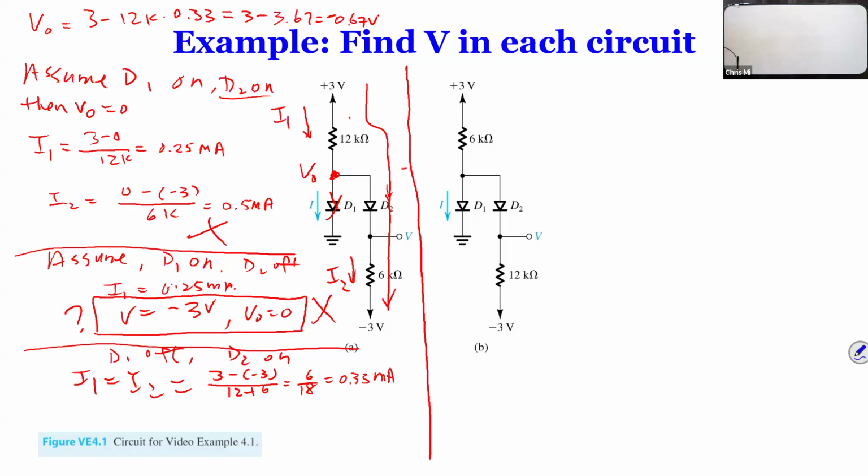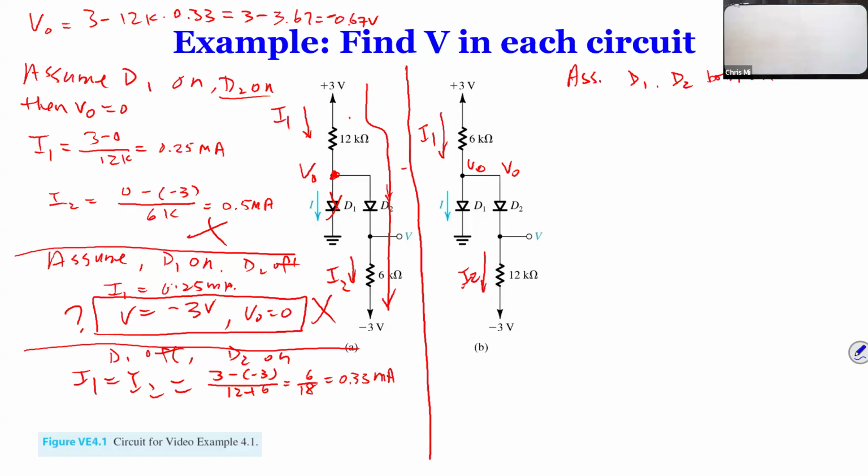Now let's do another one. So this one will flip the resistance, and you guys can do the same procedure. Let's go I1 here, I2 here, and let's go to VO over here. So again, we're going to assume D1 on. Because again, it's not possible for it to be off, because you have negative at the bottom, positive at the top.